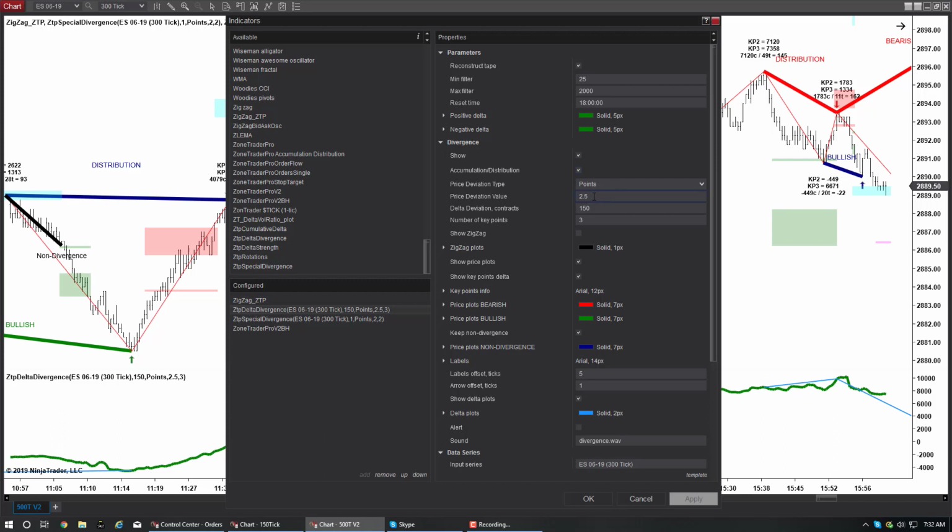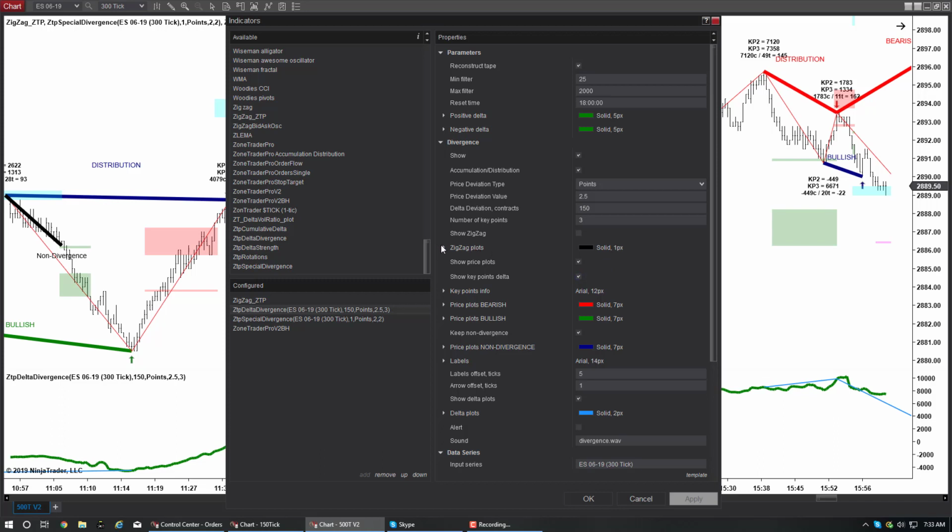I want a 2.5 point zigzag, so I set 2.5 in the price deviation value. I want a 150 delta deviation contracts, and I want to look at 3 key points. I don't want to see its zigzag, but I do want to say show price plots and show key point data, because that's going to be the information we're going to see on the chart.